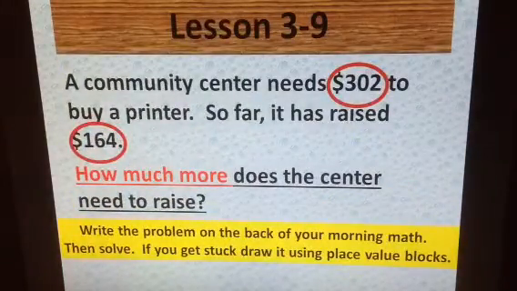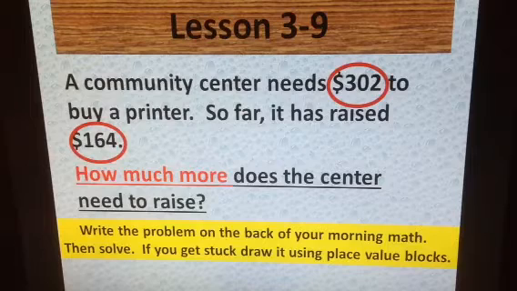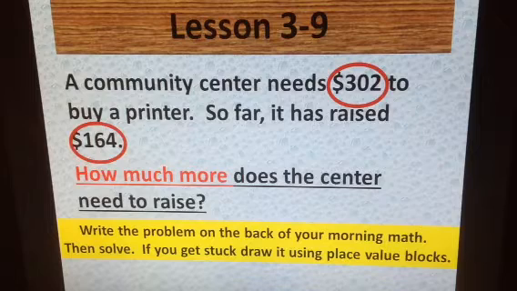Here I circled the important information, which is the number 302 and the number 164. I underlined what the question was asking, which is how much more does the center need to raise, and I put the words that told us we needed to subtract in red. How much more? That's a key to me that I need to subtract. I had students write the problem on the back of their morning math worksheet. They solved the problem, and if they got stuck they were drawing it with place value blocks.